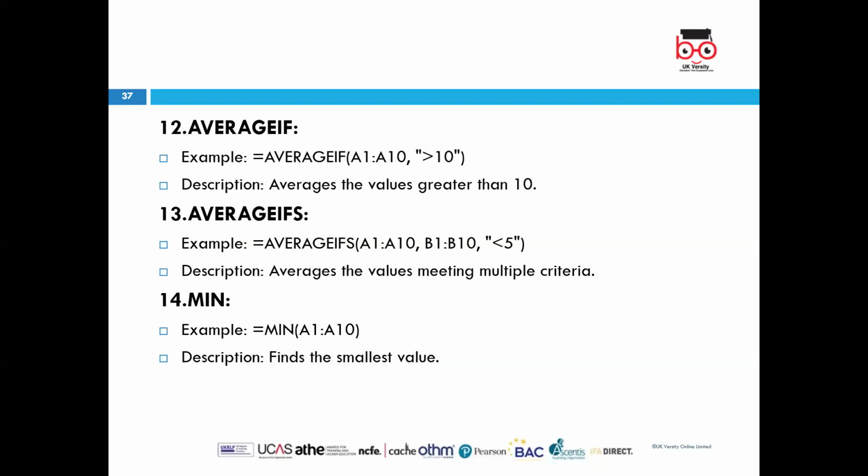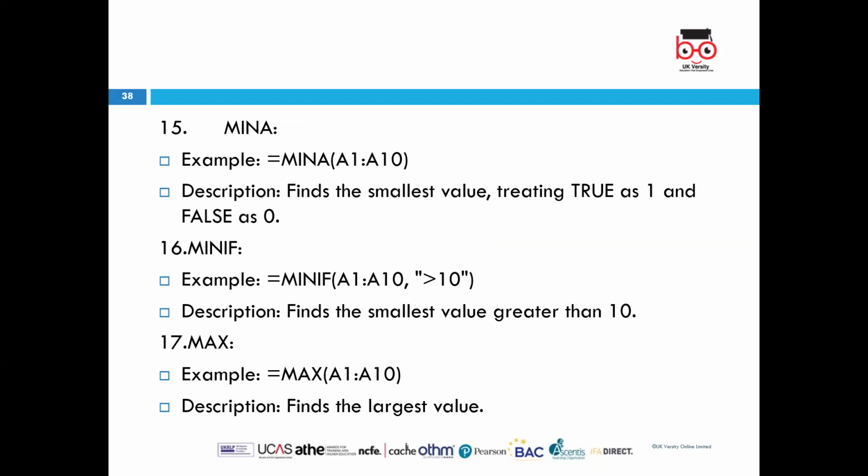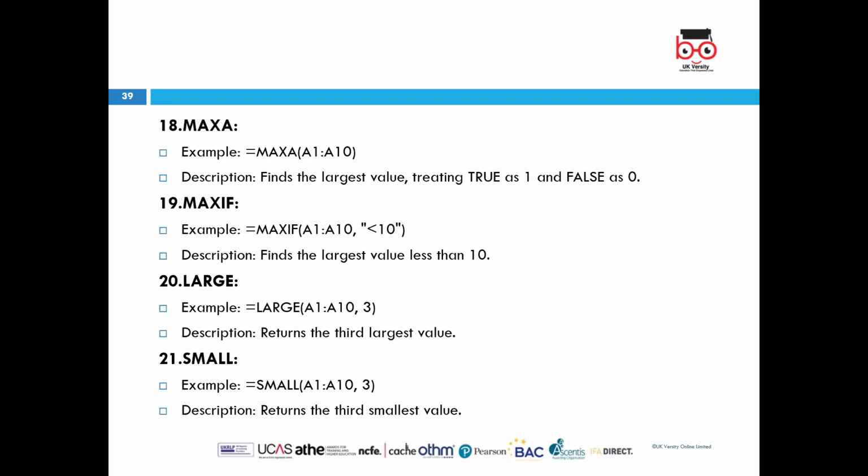MIN will now find the smallest value. MINA will now find the smallest value, treating TRUE as 1 and FALSE as 0. MINIFS will now find the smallest value meeting criteria. MAXA, we're now going to find the largest value, treating TRUE as 1 and FALSE as 0. MAXIFS will now find the largest value less than 10.